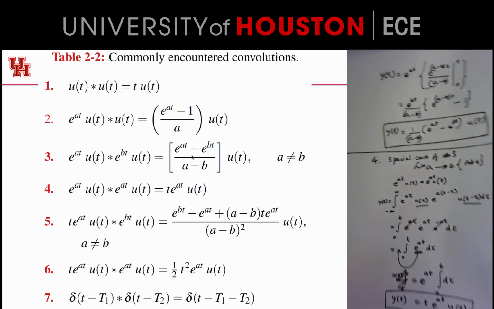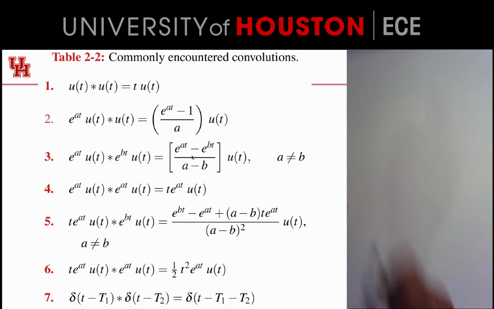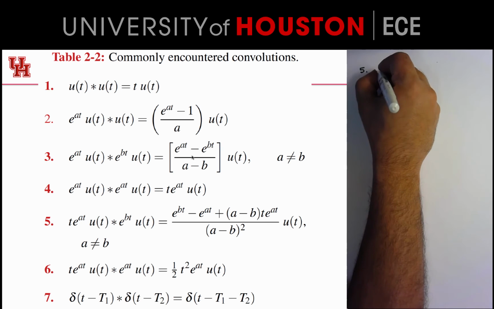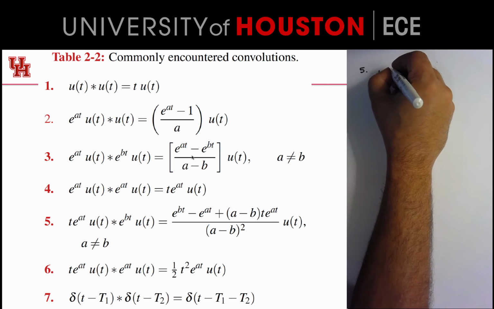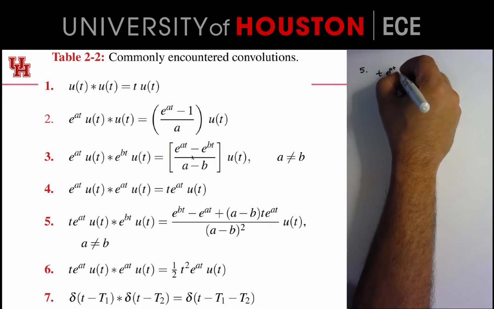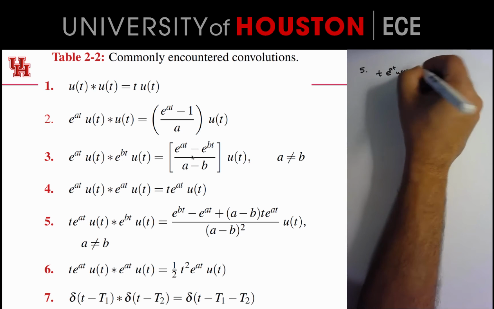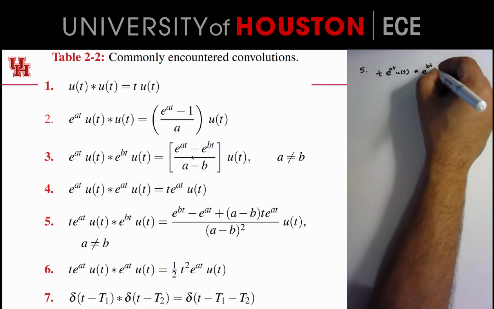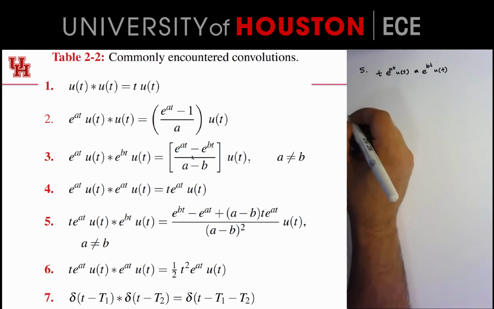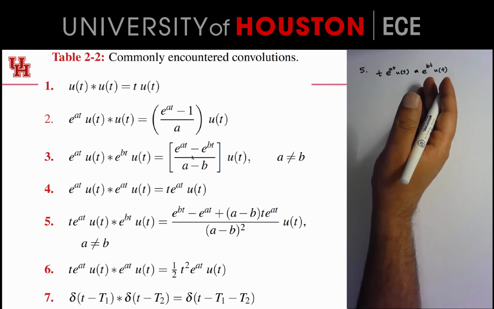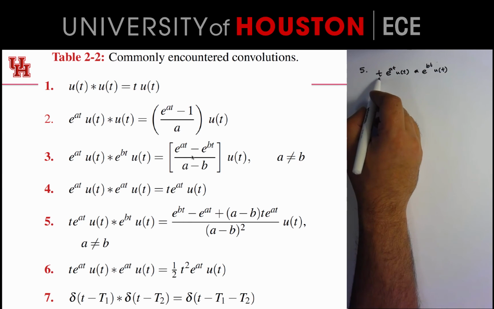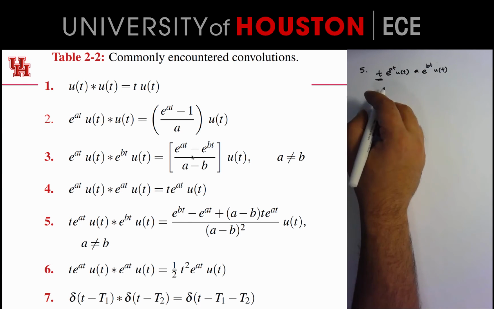All right, so let's go on to the next problem. Problem number 5 wants us to integrate t times e to the at u(t), convolved with e to the bt u(t). It's just a little bit messier than the previous question because we have this extra factor t added to the whole thing.